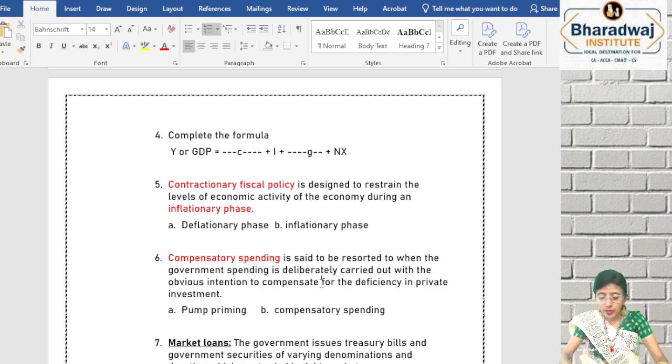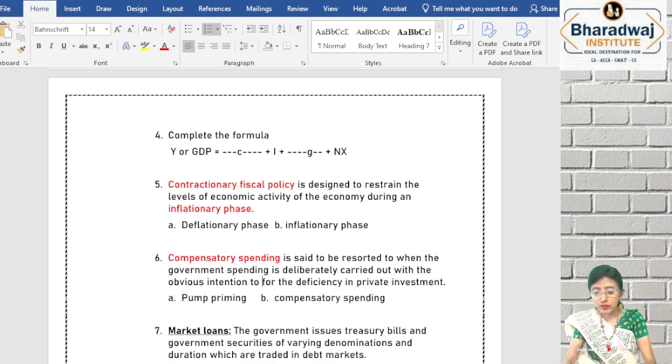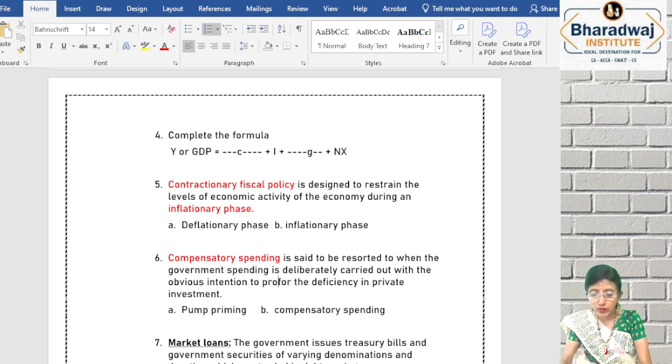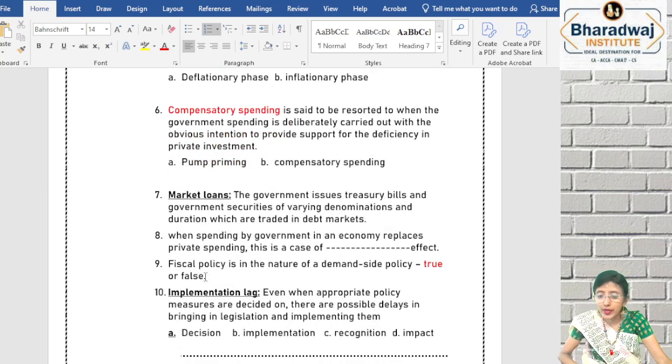Instead of compensate, something like that also they may change and give. Okay, don't always expect compensate. In some papers, the term compensate is there. Okay, compensatory spending. You tell me what is the difference between pump priming and compensatory spending? A small conceptual note we had because these are important concepts. In pump priming, what is that the government does? What does the government spend?